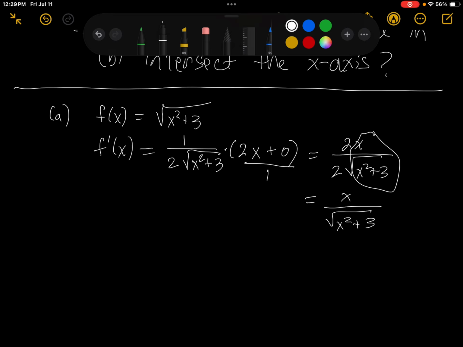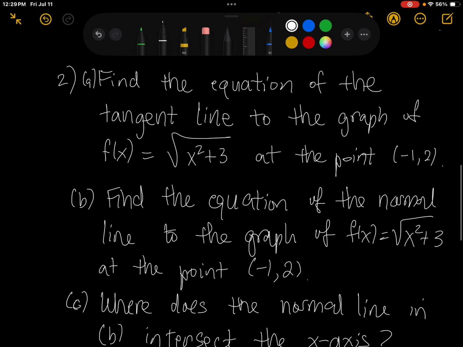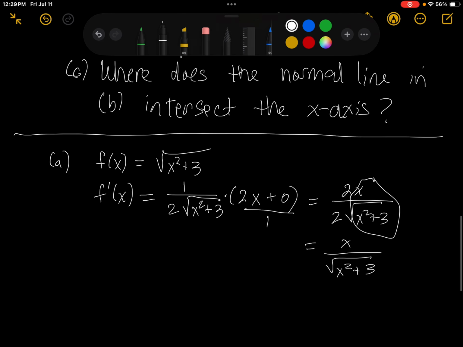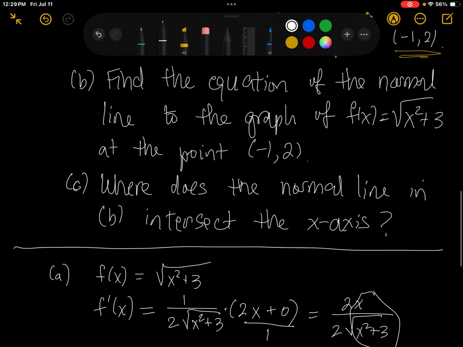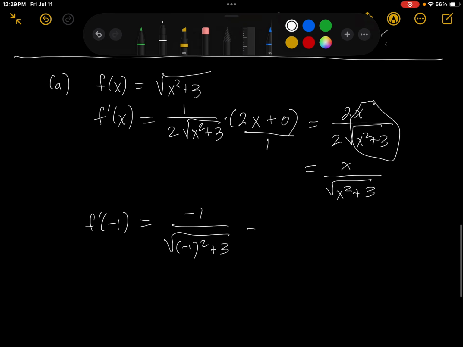And now what do we need to do? We need to find the slope of this tangent line at the point -1, 2. So the slope of that line is going to be f prime evaluated at -1. Was it -1? Yeah, -1. So we need to plug in -1 into the derivative, and that's going to be -1 over the square root of -1 in parentheses squared plus 3. And let's figure out what that is.